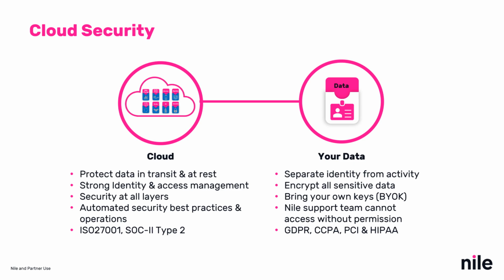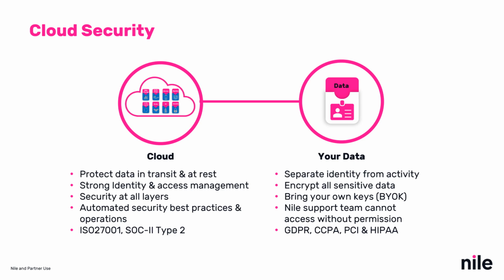When it comes to protecting customer data, Nile ensures complete separation between user identities and their activity, minimizing the risk of unauthorized access. All sensitive data is encrypted by default, safeguarding information and preserving confidentiality. Customers also have the flexibility to manage their own encryption keys with Nile's BYOK, bring your own key option, providing an additional layer of control over their data. To maintain the highest level of data privacy, Nile's support team cannot access customer data without explicit permission. This strict control ensures that only authorized actions take place, reinforcing customer confidence.